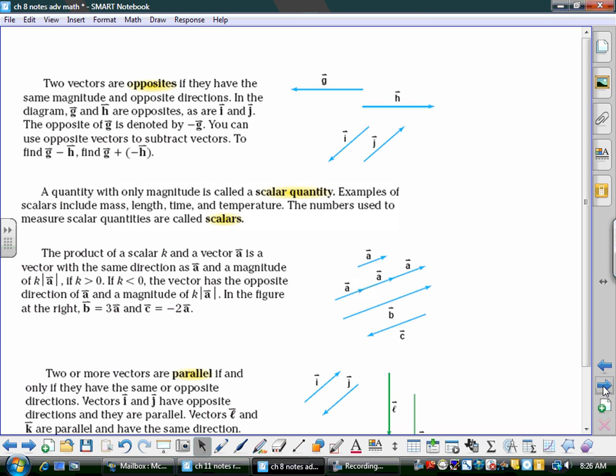Opposite vectors are vectors that have the same length, they just go in opposite directions. So if you add them together, you'd end up with the zero vector. A scalar quantity is just a number, it has no direction.